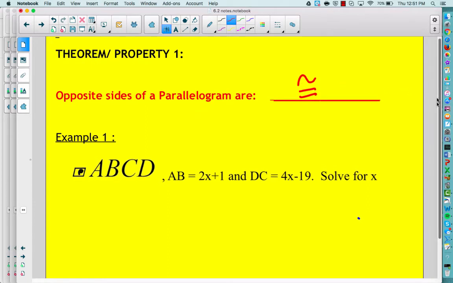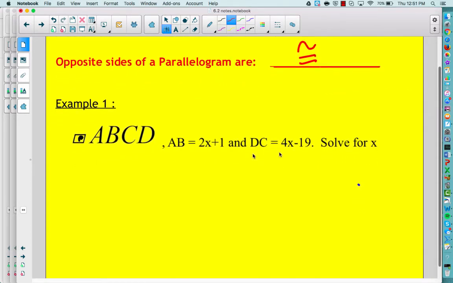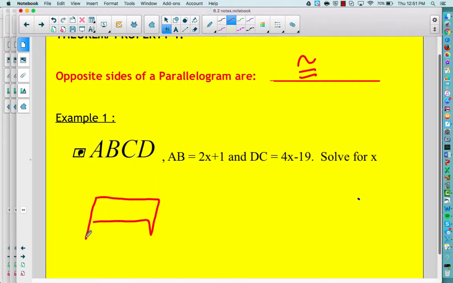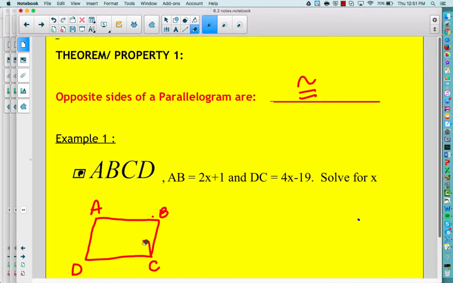All right, so now how do we use that? I'm gonna do example 1, and then we're gonna do example 2 and 3 in class. Okay. So I gave you parallelogram ABCD. So the first thing I'd want to do is draw it. So I'm going to draw A, B, C, and D. Now, I don't want to start marking everything right away because I want to be careful that I use what I need. So I mark what I have first. And it says that AB is 2x plus 1, and that DC is 4x minus 19.